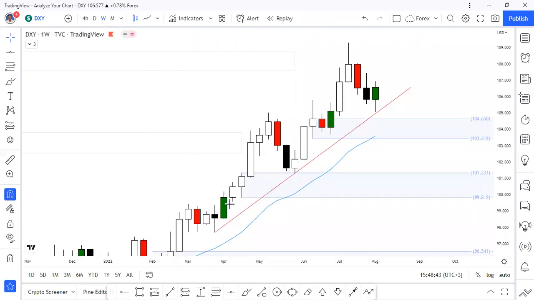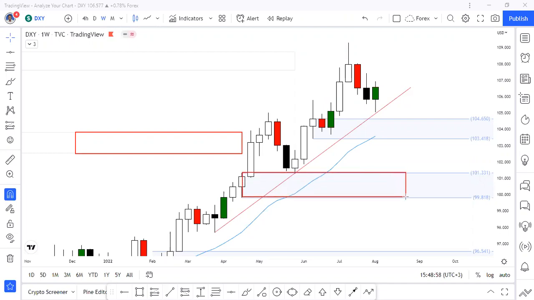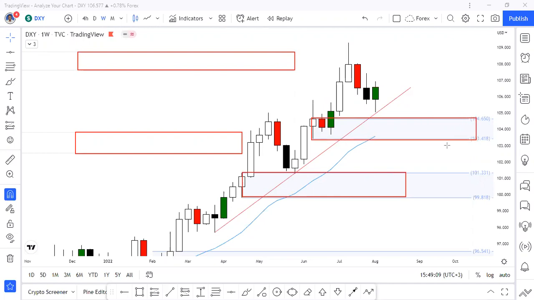We have a supply zone around these areas. This one here had a supply zone which has been removed by this level over here. Also, we had a supply zone around these areas here, which has been removed by this area of demand. And currently, the demand is in control, though the price did not touch around these areas, approximate line.